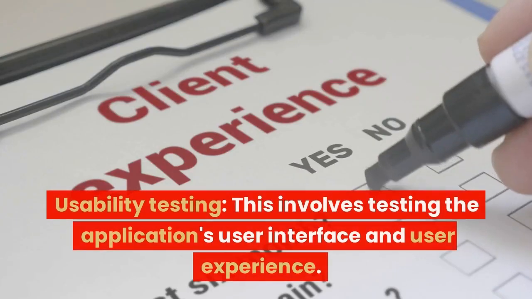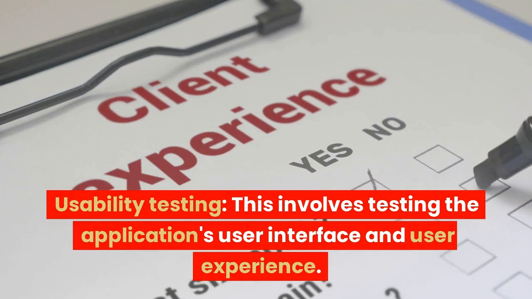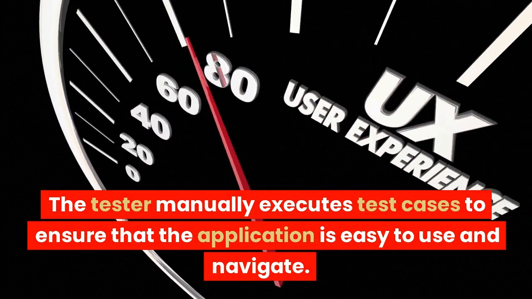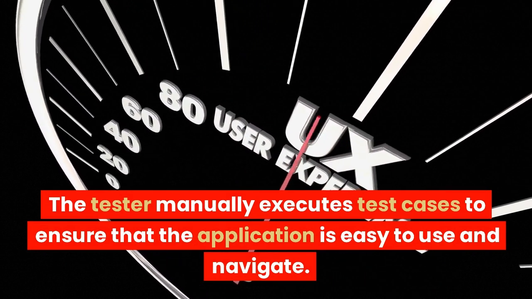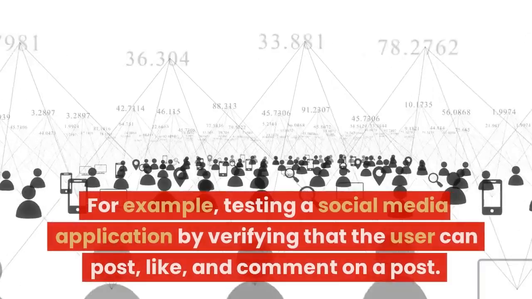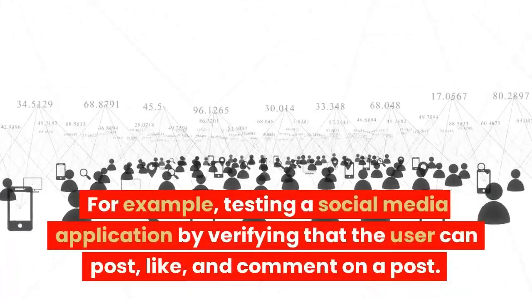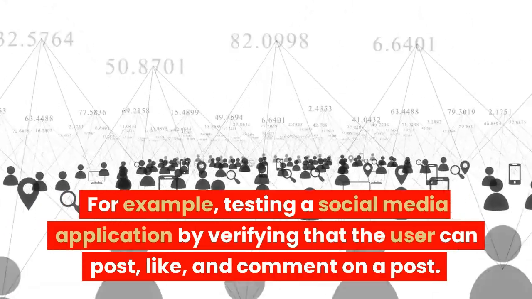Usability testing. This involves testing the application's user interface and user experience. The tester manually executes test cases to ensure that the application is easy to use and navigate. For example, testing a social media application by verifying that the user can post, like, and comment on a post.